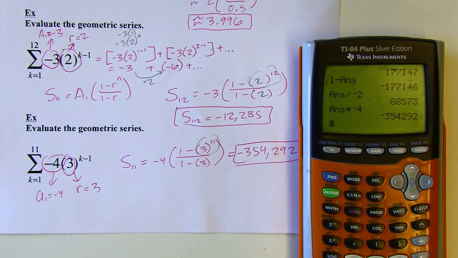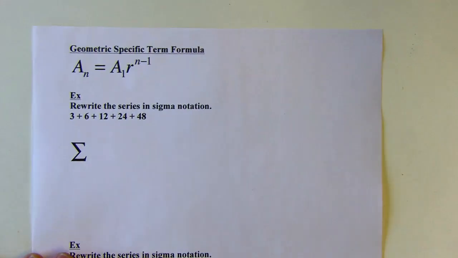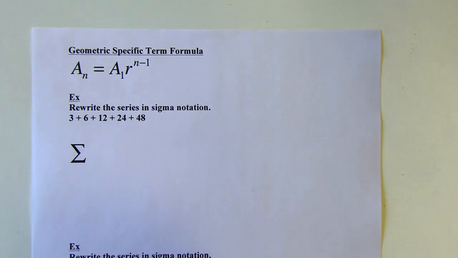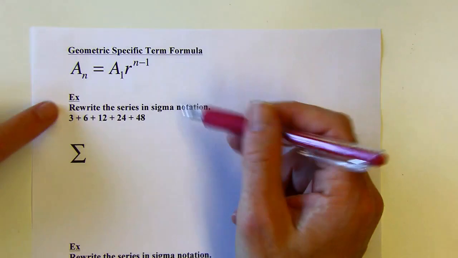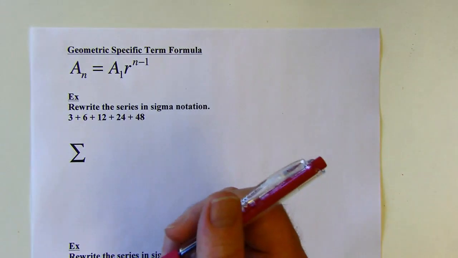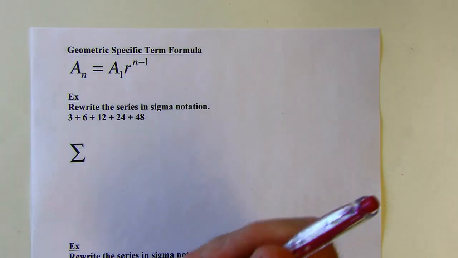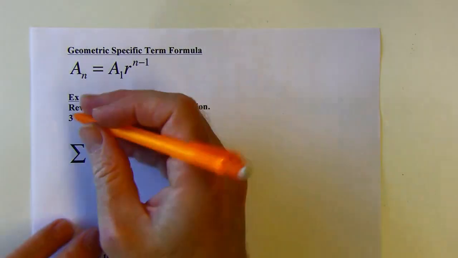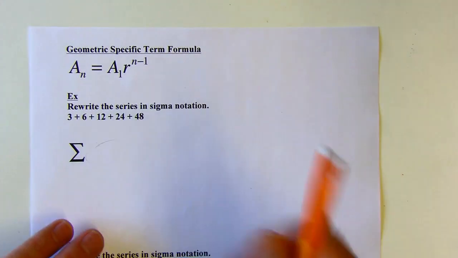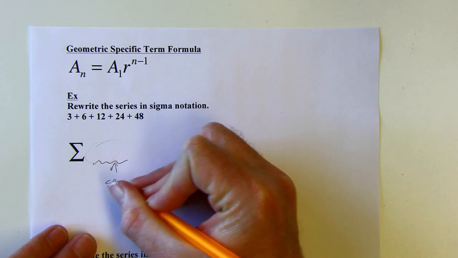Okay, and on to the next page. Okay, so here's the geometric specific term formula from earlier in the section. We're going to use that in this next problem where we're going to rewrite this series in sigma notation. So there's my uppercase sigma, right? So what I want to do here is use the specific term builder formula in this position, okay? So over here, I'm going to use the specific term formula.